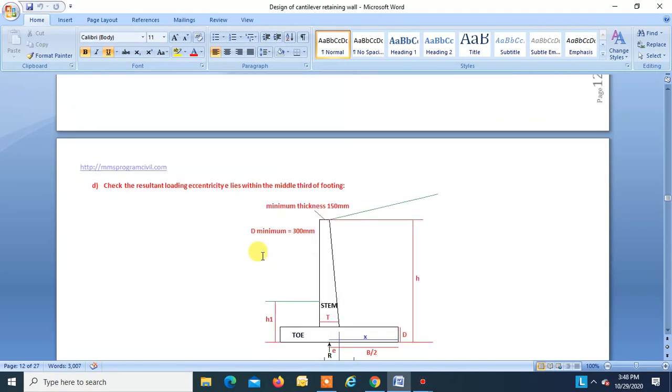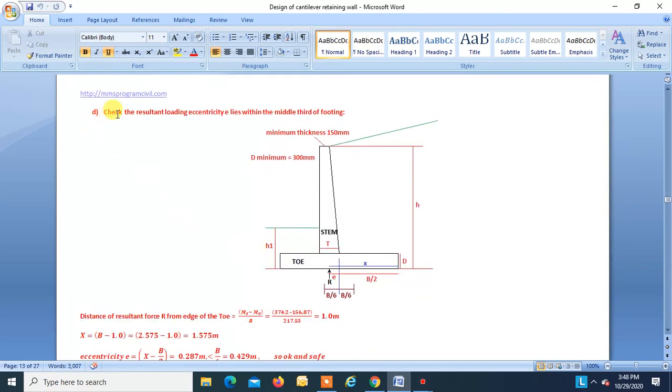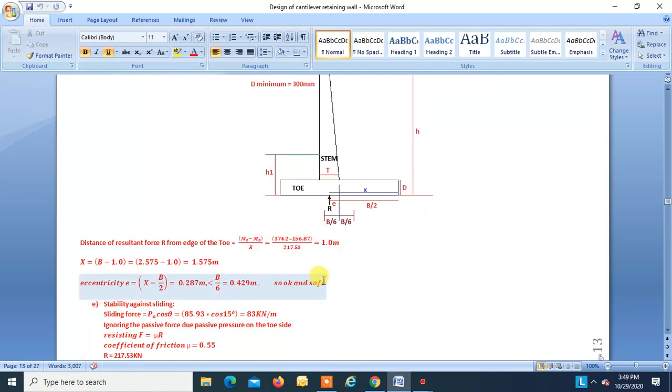Now, a very important point: check that the resultant loading eccentricity E lies within the middle third of the footing. We have to check that our R falls in the middle third of the base slab, otherwise we will have to revise the size, because we will get negative pressure. Now simple, we know the resisting moment, we know the overturning moment. So resisting moment minus overturning moment divided by R will give you the distance of the resultant force from the edge of the toe.